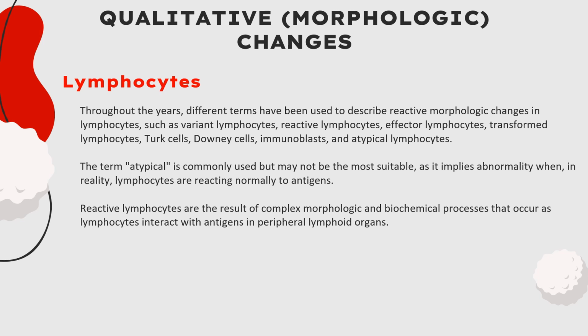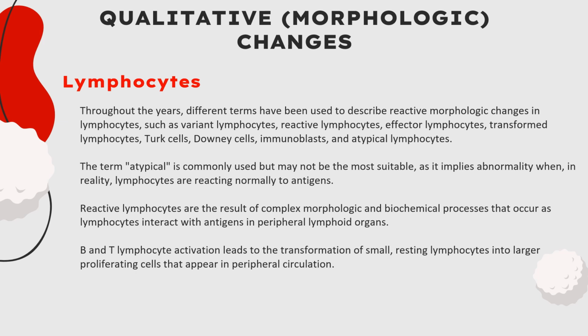So, what exactly are reactive lymphocytes? These are the result of intricate morphologic and biochemical processes that occur as lymphocytes interact with antigens in peripheral lymphoid organs. Activation of B and T lymphocytes leads to a remarkable transformation. Small, resting lymphocytes evolve into larger, proliferating cells that make their appearance in the peripheral circulation.